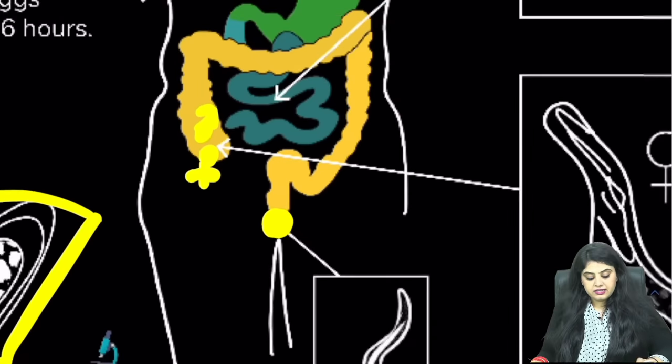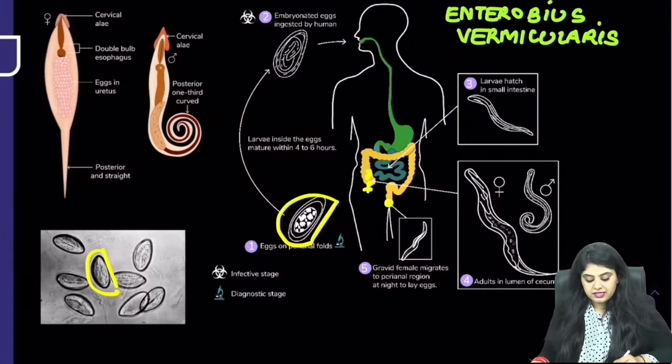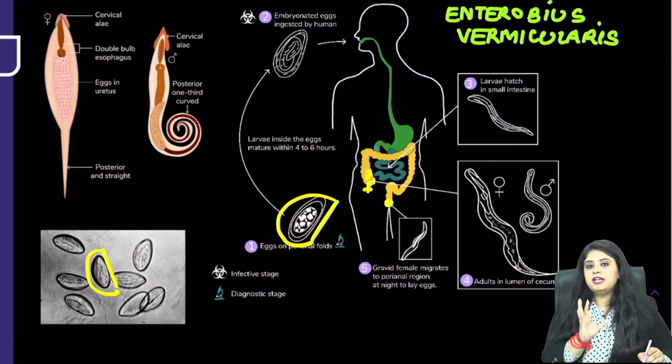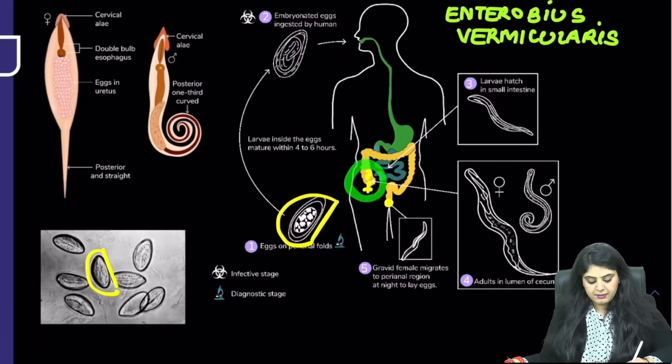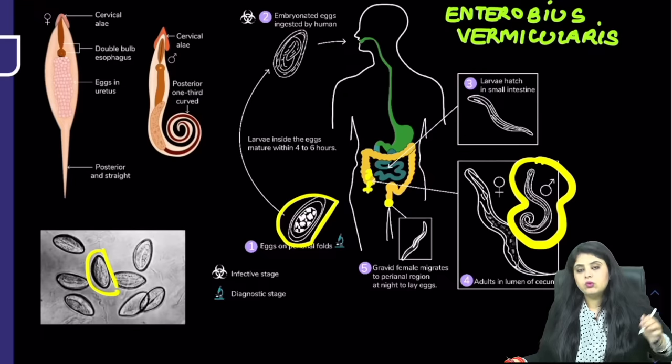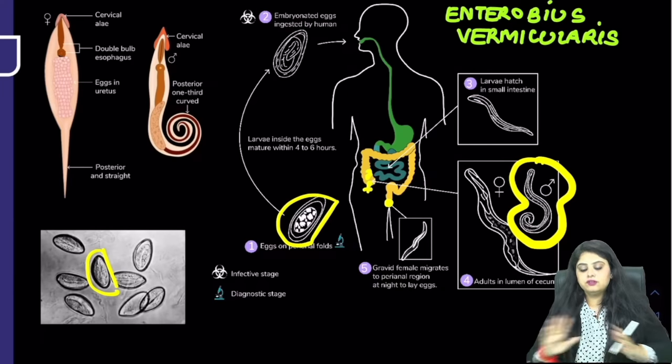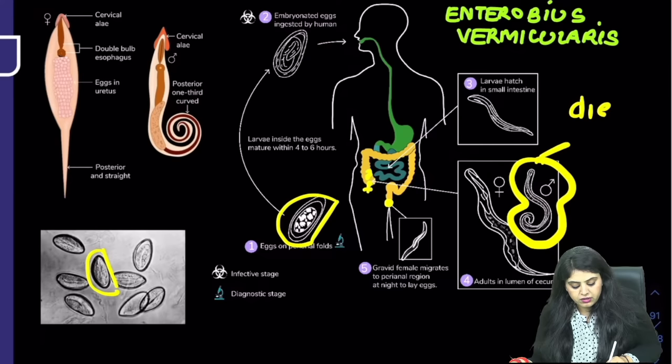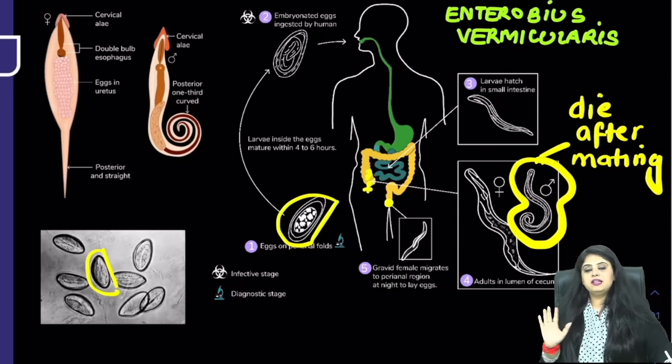And what is that? That's a very interesting story. What is it? Mating is happening over here, somewhere in the cecum, ileocecal region. Male and female are mating over here. But the male of this Enterobius vermicularis has only come on this planet for mating. Once his purpose of mating is done, he is gonna die off. So this male is gonna die after mating. What a purpose in life, right? So his purpose in life was mating, mating hua, and this male is gonna die off.